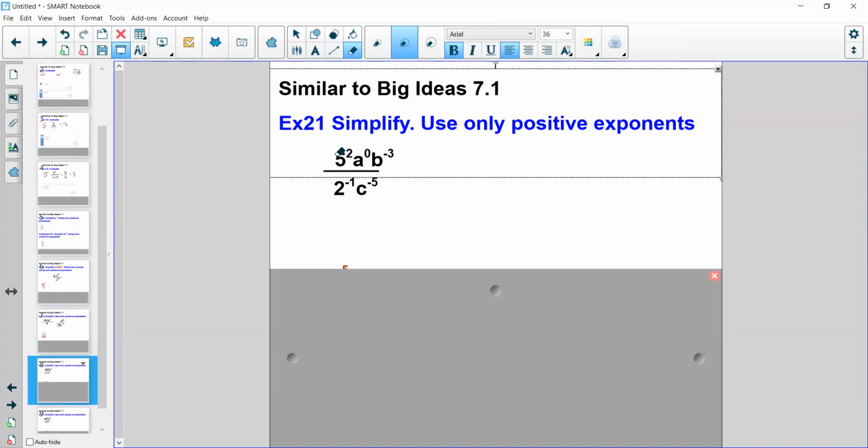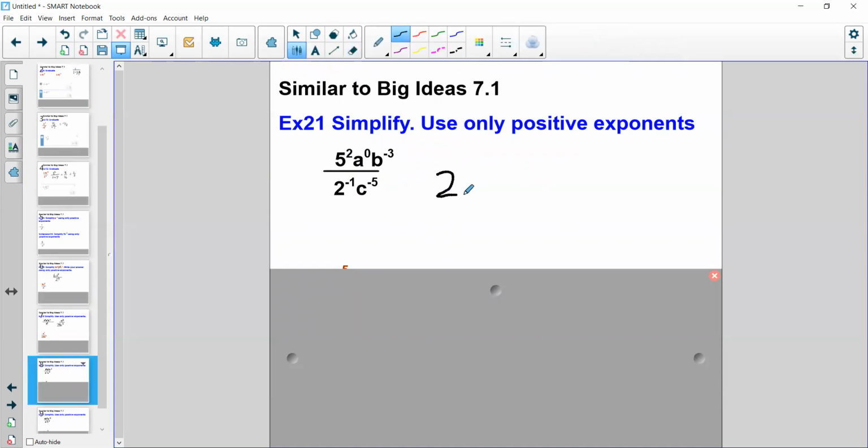Question 21, same idea. We're just going to work across the question here and simplify terms as we go along. So 5 squared, 5 times 5 is 25. A to the 0 is just 1, and 25 times 1 is just 25. So I'm just going to ignore that term there. B to the negative 3, change the position. So move it to the bottom of the fraction.